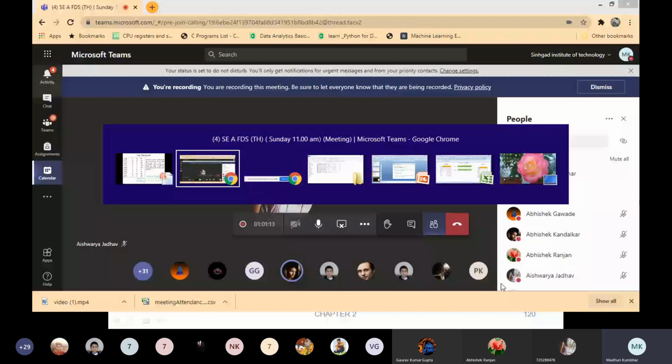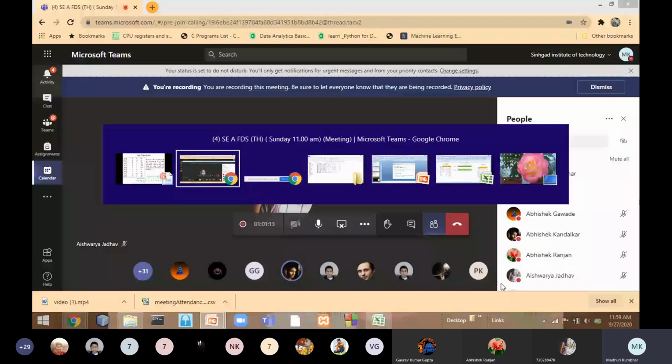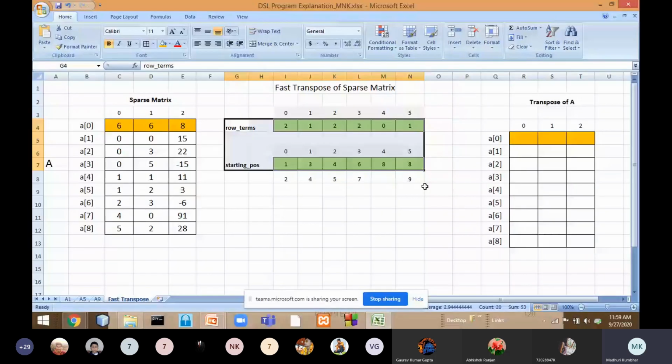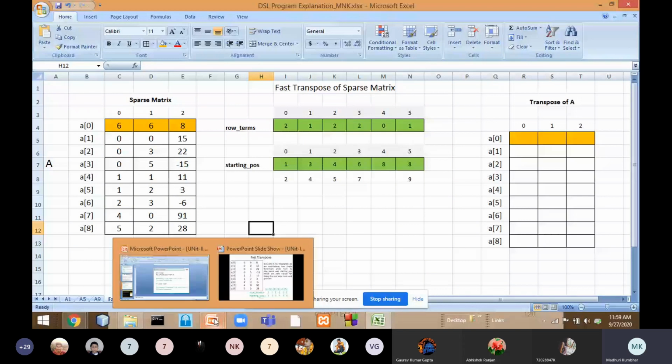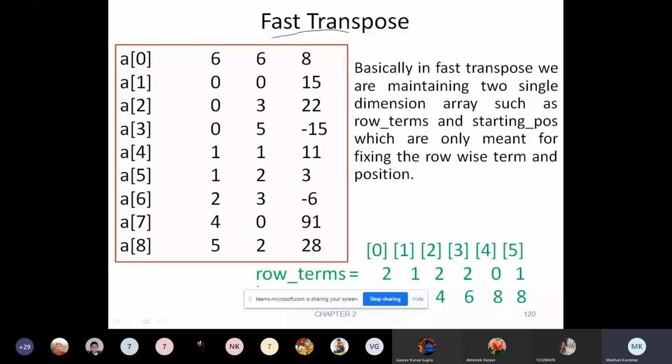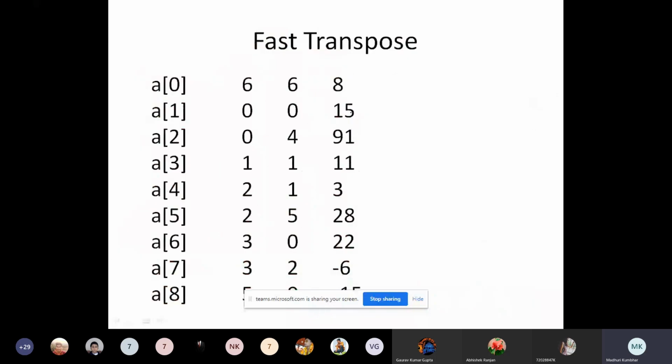Is the Excel sheet visible to you? Yes, the Excel sheet is visible. I have copied the same example. This is the same example, only in the PPTs it is not explained so well because of the space limit. I have explained it here.